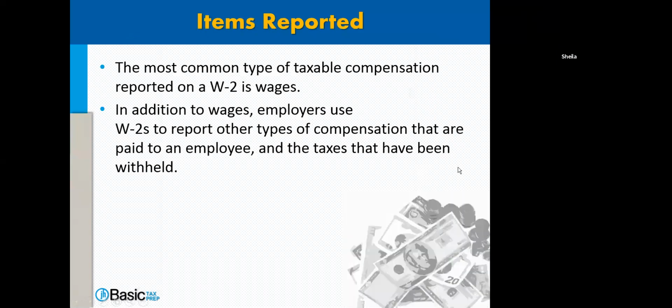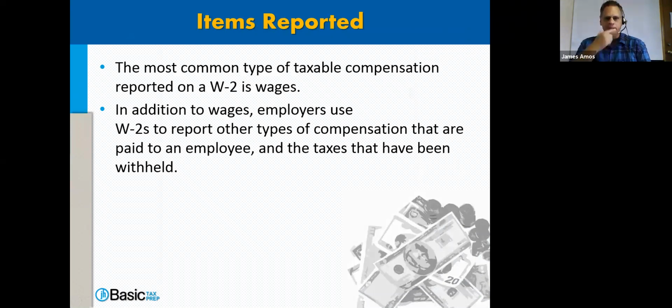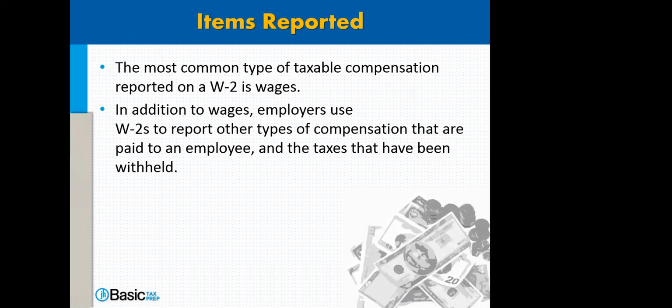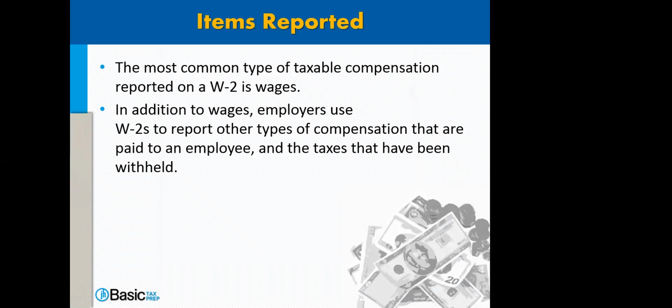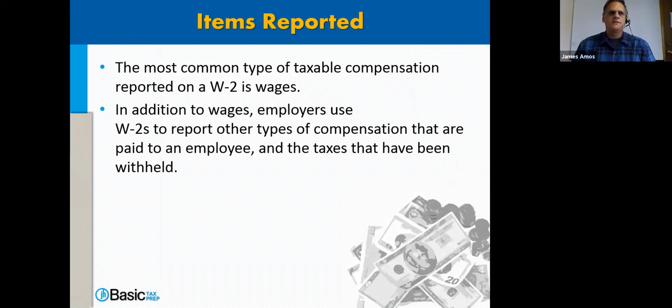Okay. So items reported. The most common type of taxable compensation that you're going to run into is the W-2. And we like W-2s because they're simple. They are not complicated to deal with. And each box means something specific and goes somewhere specific on the tax return. That's awesome. There's other forms out there that are not so nice. You can have something on certain kinds of 1099s, or even worse, something called a Schedule K-1.